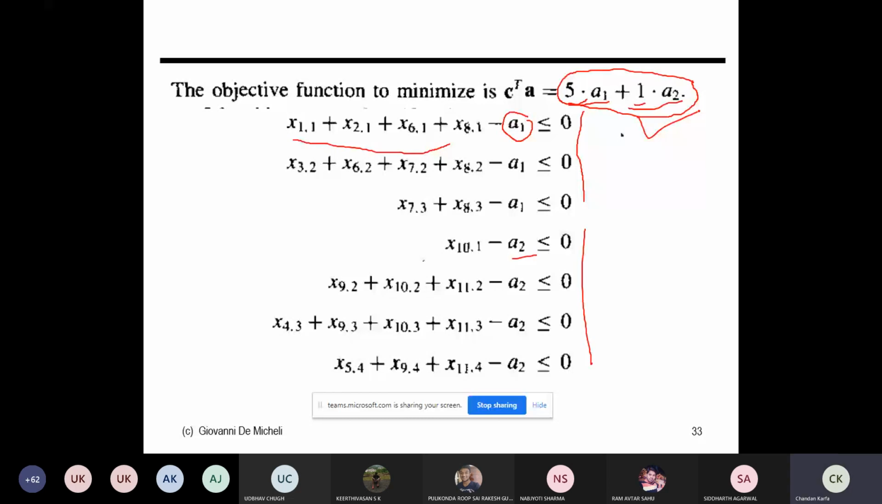Okay, so with this I'll conclude, and then I'll go to more discussion on ILP in the next class for a simplistic solution. Any questions? I can clarify again.